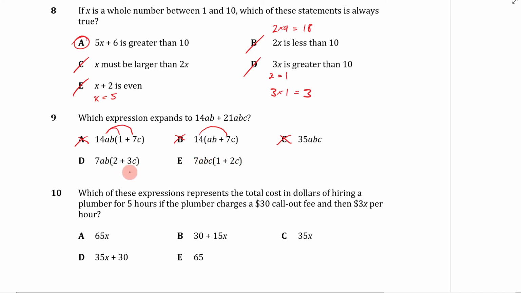That's not correct. Here, I've got 7 times 2 is 14ab. 7 times 3 is 21. Then I've got a, b, and c. Look at that. 9D is our winner. And then you could double check it with the last one here. Well, 7 times 2 is 14, and 7 times 1 is 7. That's not that. It's going to be D.